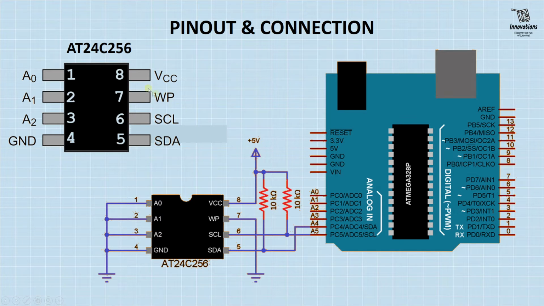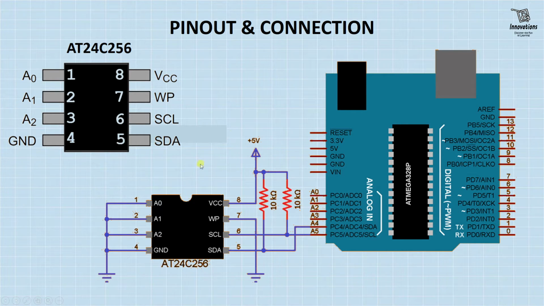Now let's have a look at the IC pinout. If we consider this to be the IC AT24C256, here are 8 pins, pin 1, pin 2, pin 3, pin 4, pin 5, pin 6, pin 7, pin 8. Pin 1 is the A0 pin, pin 2 is the A1, pin 3 is A2, pin 4 is ground, pin 5 is SDA, that is serial data, pin 6 is serial clock, pin 7 is write protect, and pin 8 is the power supply pin.